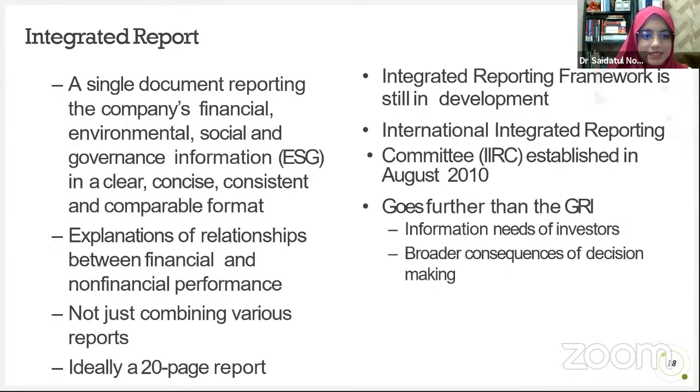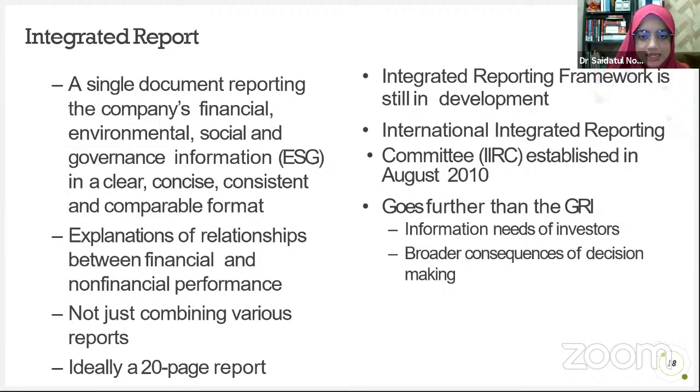Integrated reporting is a bit different. Ideally, it is a 20-page report. Sustainability reporting plus annual reports can normally go up to 200 pages, but integrated reporting is only 20 pages. So it's very concentrated, very comprehensive, but simplified. People can see where your value creation activities are, and how you use your resources in connection, all in one report.